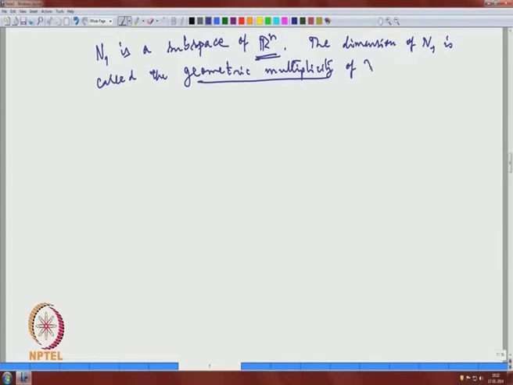Of lambda. So, let me just state a fact: geometric multiplicity is always less than or equal to algebraic multiplicity, and the difference is referred to as the deficiency of lambda, for any lambda. Okay, so that's always true, lambda in the spectrum.